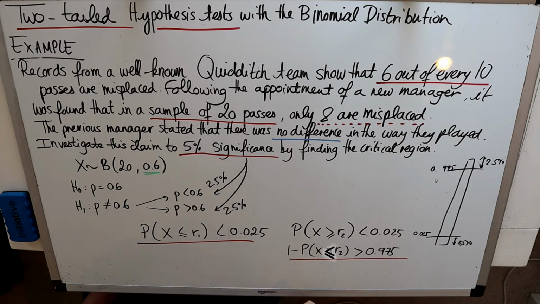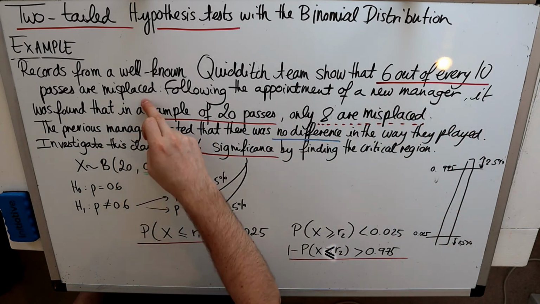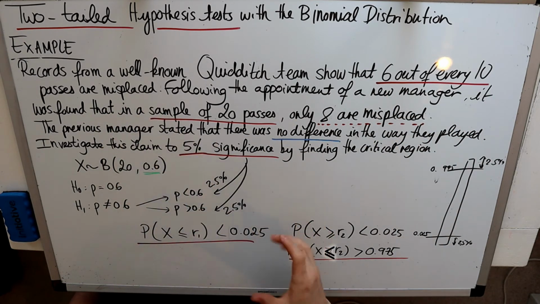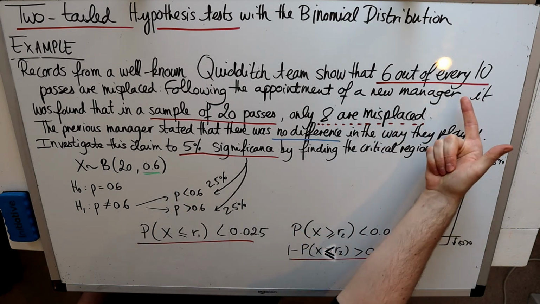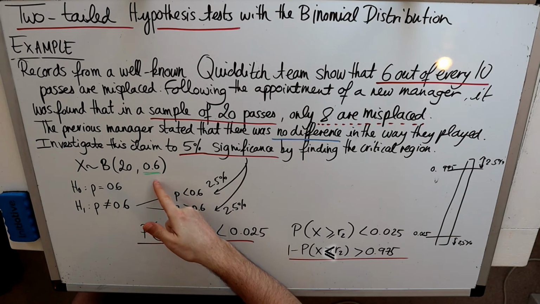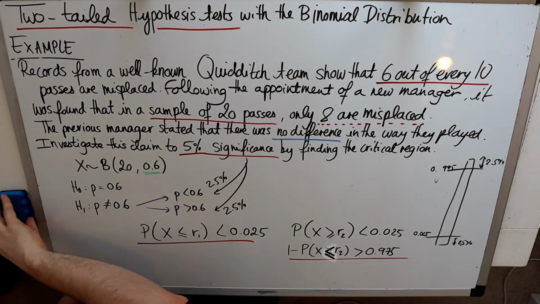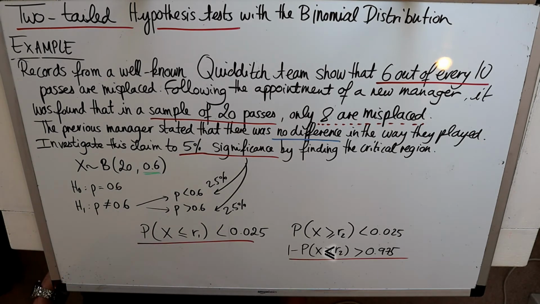The beauty of the binomial distribution is that binomial coefficients are symmetric. I know that 6 out of every 10 passes are misplaced, but technically if I look at it the other way, I can see that 4 out of 10 passes are successful. And I have probabilities for 0.4. So I can reverse engineer this to actually say, what if it's actually the other way around?